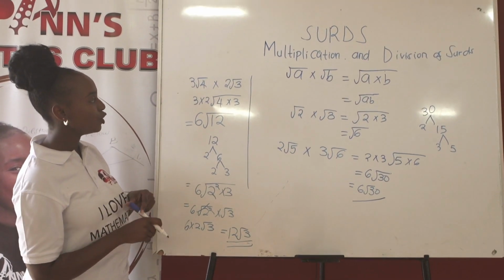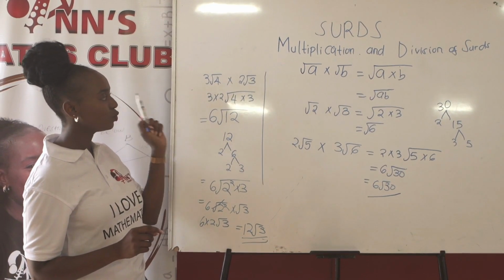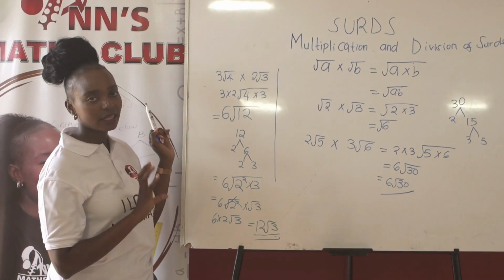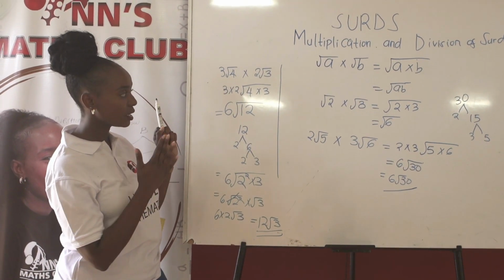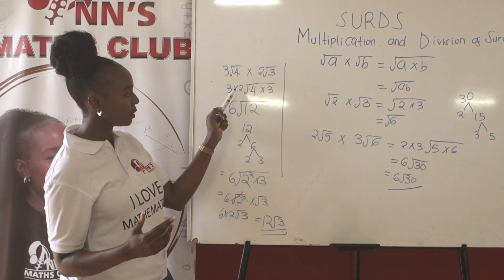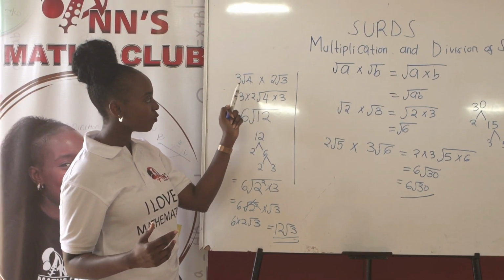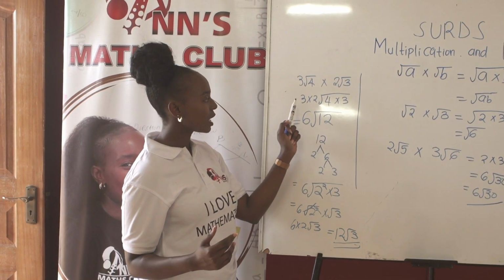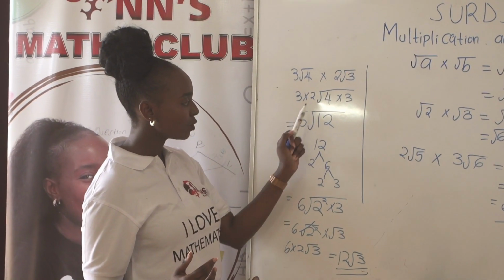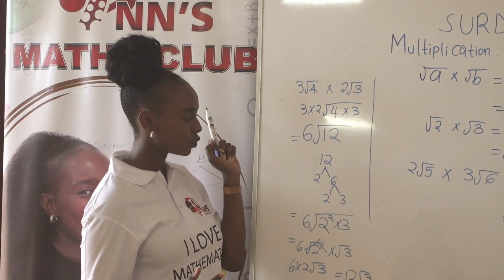But like I said, you have 3 root 4 times 2 root 3. So you take the values outside first, you handle them separately. So that is 3 times 2. Then the root sign of 4 times 3. So this becomes 3 times 2 is 6. Root sign 4 times 3 is 12.